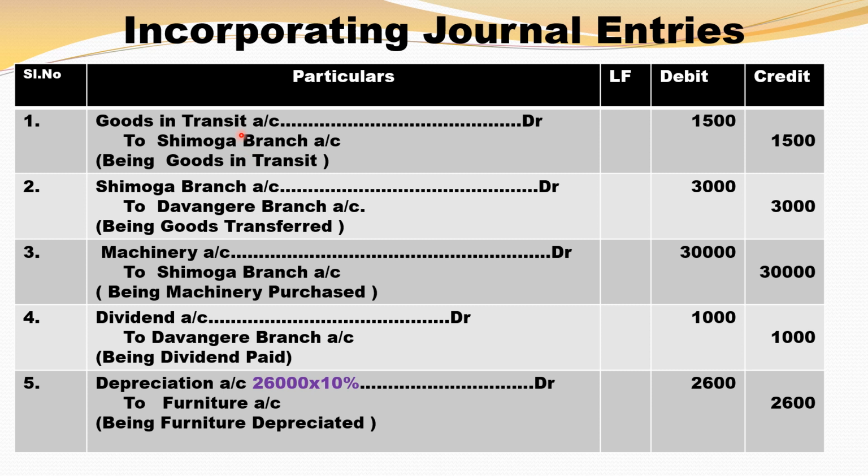So the first journal entry, students, goods in transit account debit to Shimoga branch. Shimoga branch account debit to Davangere branch, receiving branch debit, giving branch credit. Machinery account debit to Shimoga branch, machinery is purchased, debit what comes in, and it is paid by Shimoga branch, credit the giver. Dividend account debit to Davangere branch, dividend is an expense and Davangere is a payer, credit the giver. Depreciation account debit to furniture, depreciation is an expense, debit all expenses and losses, credit furniture. Whenever furniture is reduced, you need to credit.